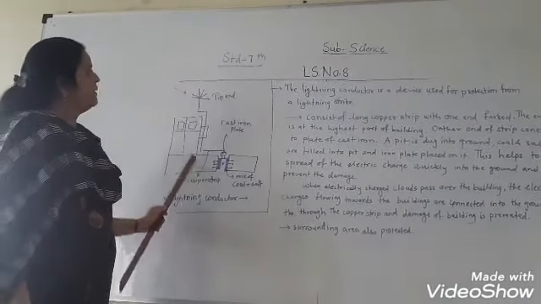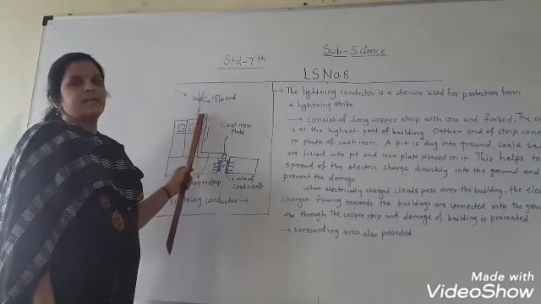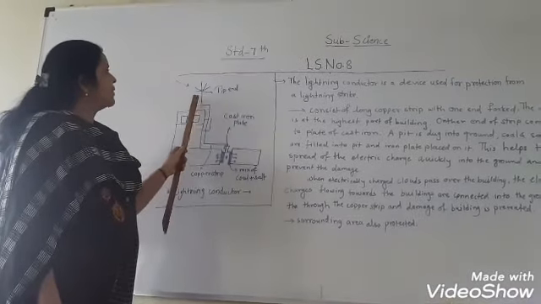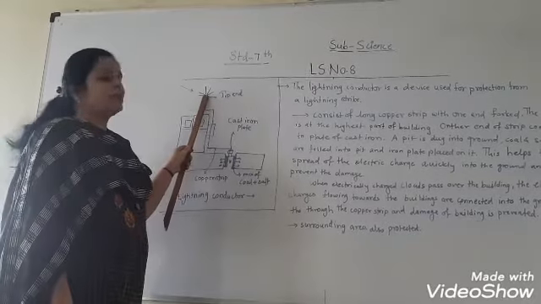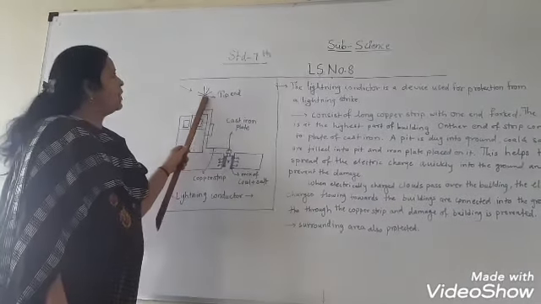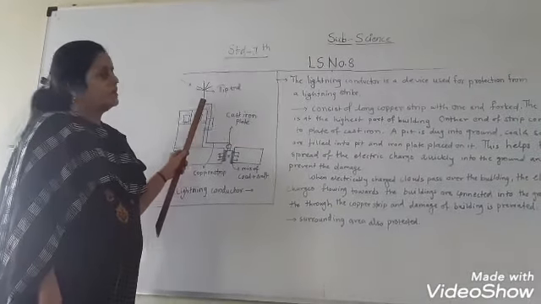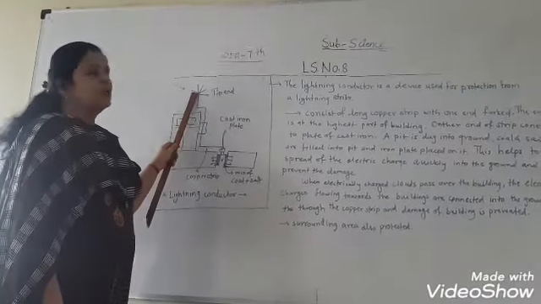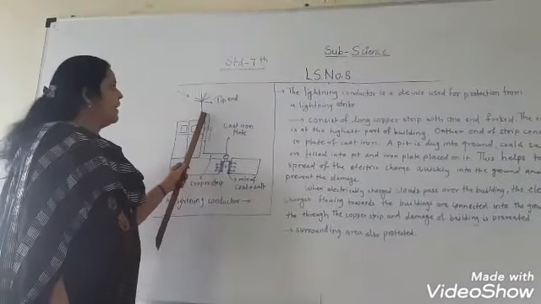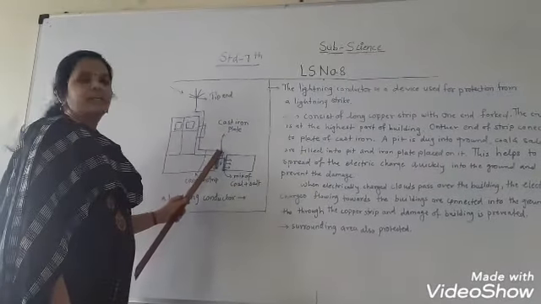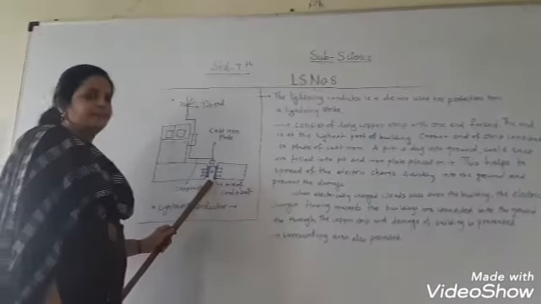Suppose this is a building. It is a copper strip or wire which is placed at the highest part of the building. Here you know that it is made in this way that the copper strips are very pointed here, and here it is like a fork. In this way, the tip of the copper wire is placed at the highest part of the building, and the other part is carried toward the ground very close to the building.